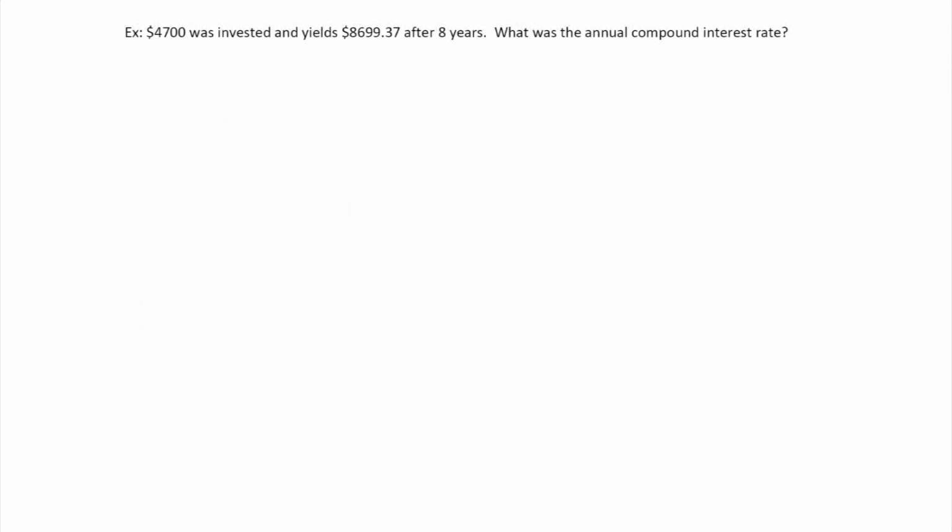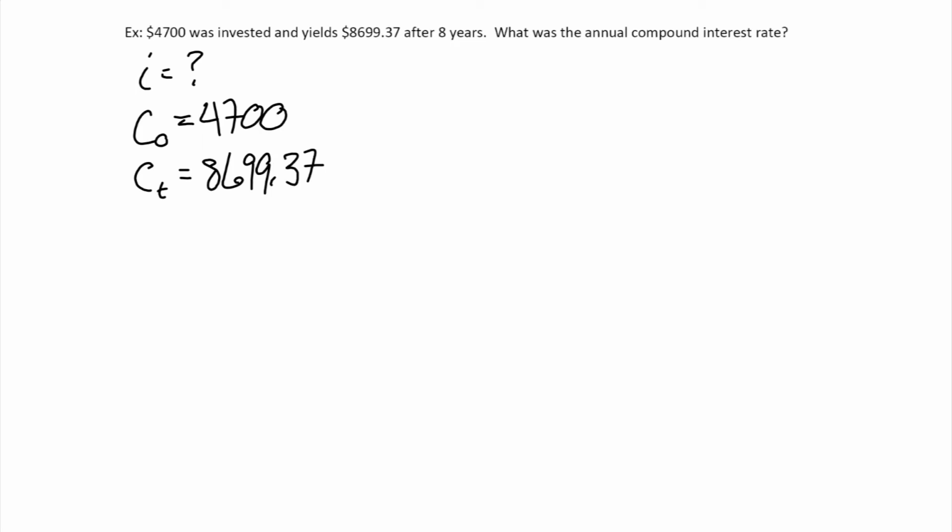Here's another example. $4,700 was invested and yields $8,699.37 after 8 years. What was the annual compound interest rate? So we're looking for i. We're told that the initial value is $4,700. The final value is $8,699.37, and the term is 8 years.